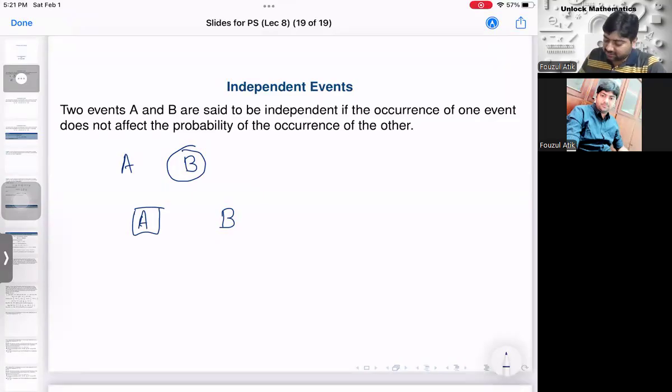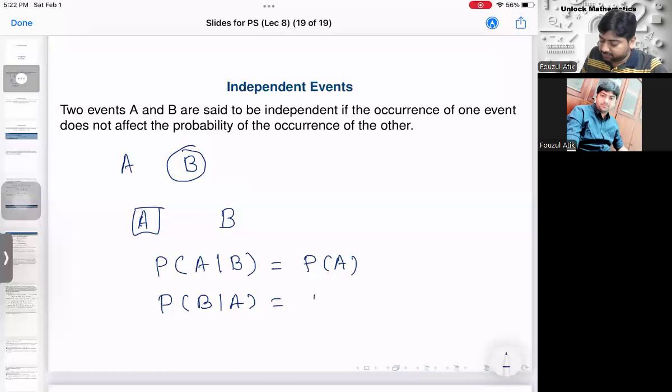Now if you have such independent events A and B, think about the conditional probability of A given B. What does it mean? It is the probability of the event A when B has already occurred. But note that A and B are independent, so the event A does not care about the event B. Therefore, probability of A given B is equal to probability of A, because whether the event B has occurred or not, it does not matter. In the same way, we can also say that P of B given A is equal to P of B.